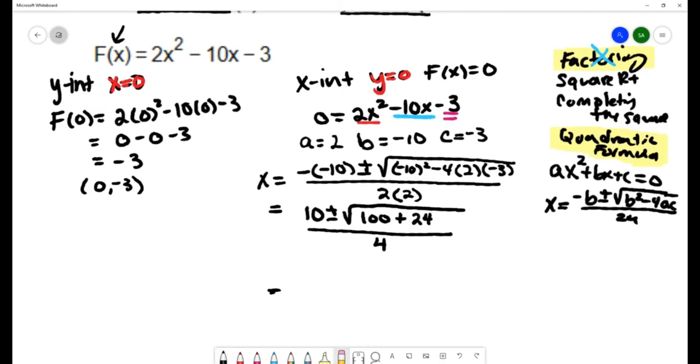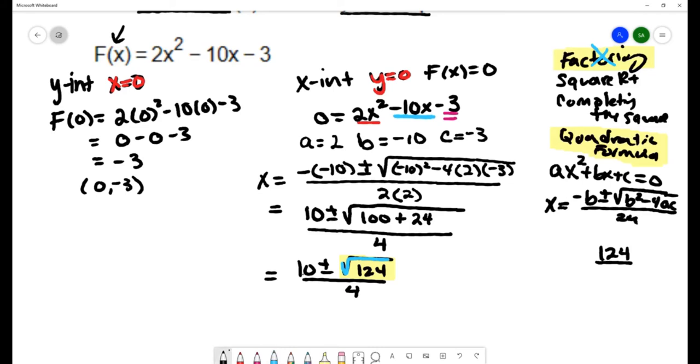And let's continue here. Inside the radical, I have 100 plus 24, that's 124. And then at this point, I want to simplify the radical first as much as I can. So I need to think of the factors of 124. Now I'm sure that there are a lot of factors of 124, but the ones we really care about are the ones that are perfect squares. And the reason why we care about the perfect squares is because we're trying to square root.